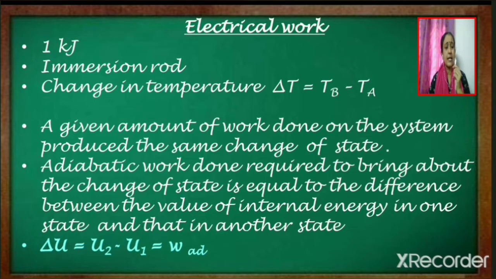Now what is this adiabatic work equal to? It is equal to the difference in internal energy. That is delta U is equal to U2 minus U1. So work done adiabatic can be taken as a measure of the change in internal energy. So that is why we can write the equation as delta U is equal to work done adiabatic.